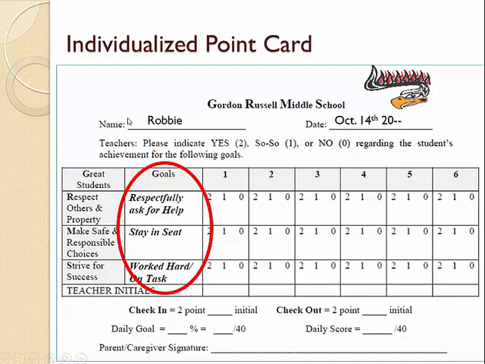And so here you can see for Robbie, they decided that respect others and property might mean specifically respectfully asking for help. Make safe and responsible choices would be staying in seat, and strive for success is work hard on task. And so these more specific goals are going to be more achievable because they're more focused for Robbie. He can zone in specifically on those instead of these broad categories of respect others and property, make safe and responsible choices. So again, this is a more intensive implementation. As soon as the student starts achieving those points, we can start fading back to the overall school-wide rules.